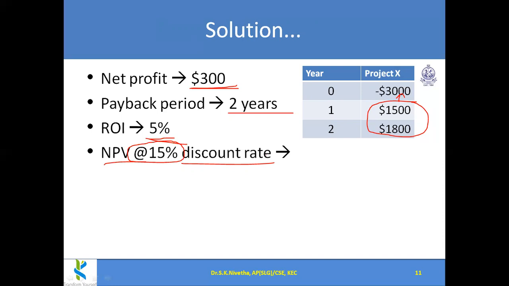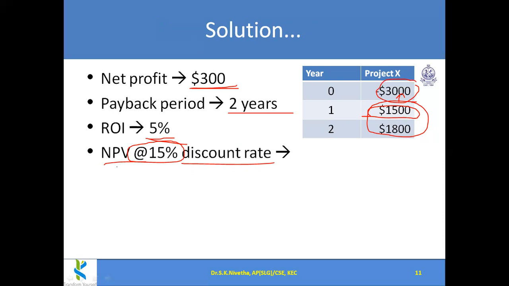The present value, how do we calculate? Today I am spending $3,000, and after 1 year I am getting $1,500. What is the present value? Present worthiness. So that we have to calculate, and accordingly we have to decide.